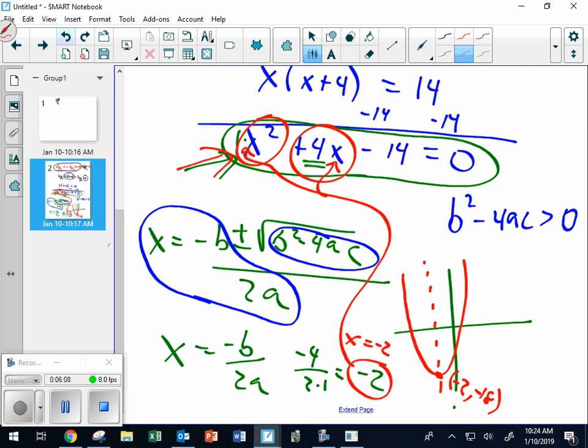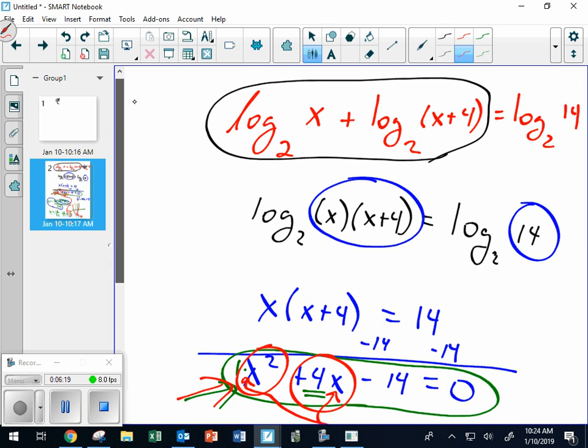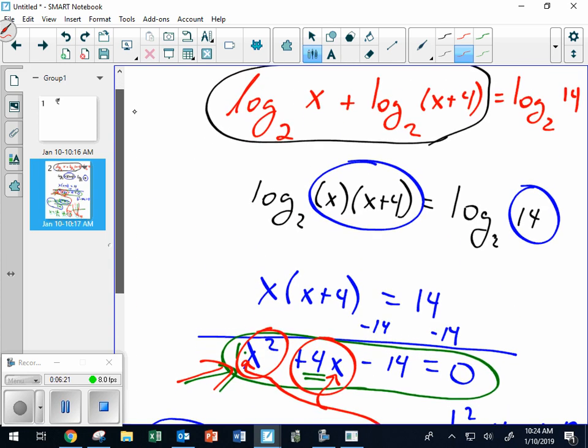And that reminds you of a whole bunch of formulas you need to know about quadratics. And that started as a log question. All right, so back up to our log question we had in the first place. What were we supposed to answer? We're supposed to answer what x is.